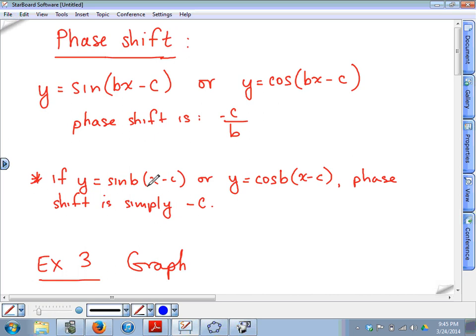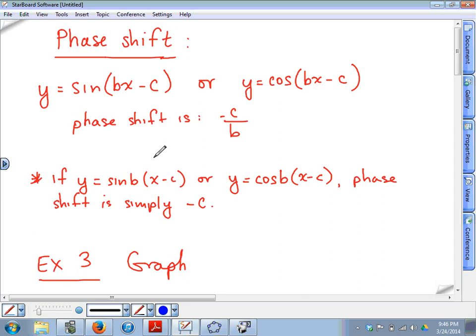So if b has not been factored out and it's inside the parenthesis, then the graph is going to move right or left according to this formula, the opposite of c divided by b. That's the phase shift, negative c over b.